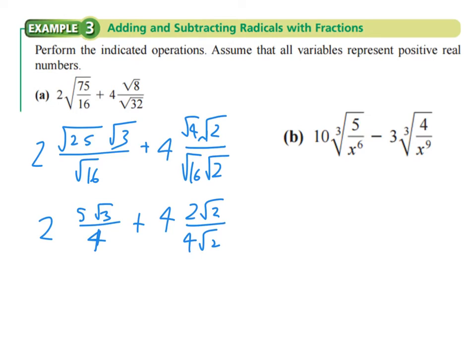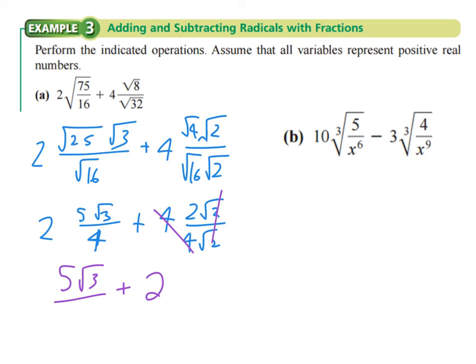Now, different ways that you could handle this. So on the left side here we got 2 and then the 5 square roots of 3 over 4. I would probably just reduce the 2 and the 4, so that becomes 5 square roots of 3 over 2. You could also do 10 square roots of 3 over 4 and then factor the 2 out and cancel it. You would get down to 5 square roots of 3 over 2. With the second piece here, notice that those 4's would cancel out, the square roots of 2 would cancel out. We just get 2 as the result there.